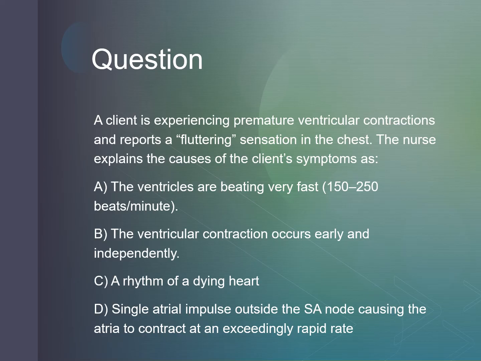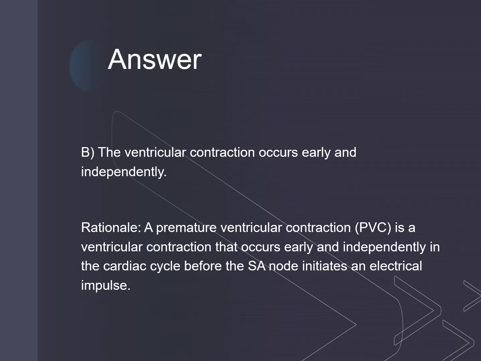So a client is experiencing premature ventricular contractions and reports a fluttering sensation in the chest. The nurse explains that the causes of the client's symptom as... the answer is B. The ventricular contraction occurs early and independently.